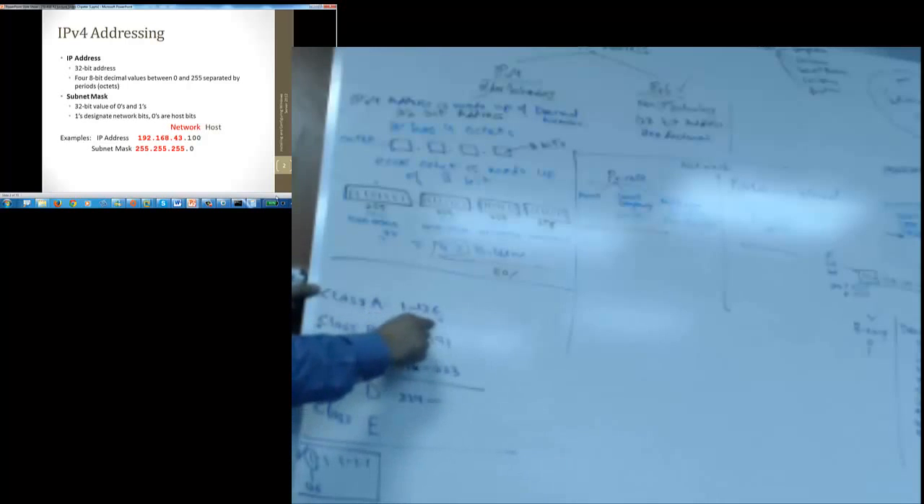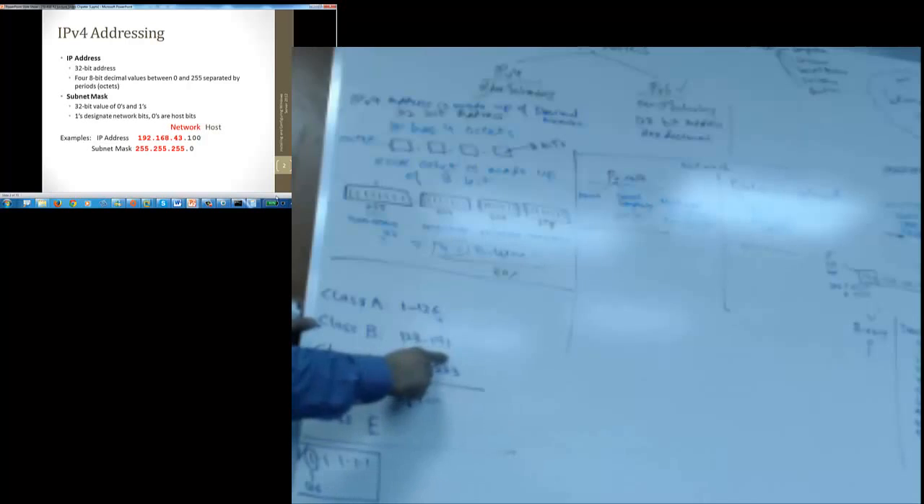So here, guys, let's try to understand it. Is this understandable? I mean, this is very easy. If the first octet is 1 to 126, it is class A. If the first octet is 128 to 191, it is class B. And if the first octet is 192 to 223, this is class C.